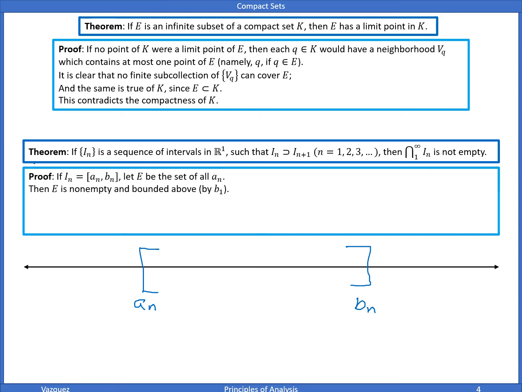We're going to let E be the set of all A sub n. Then E is non-empty and bounded above by B1, obviously. Right, because B1 is that first one. So it would kind of look like this. Let's say this is A1, B1, B2, and so on and so forth. Well, obviously all the A's are bounded by B1. So it's bounded above. So we're going to let x be the supremum of E.